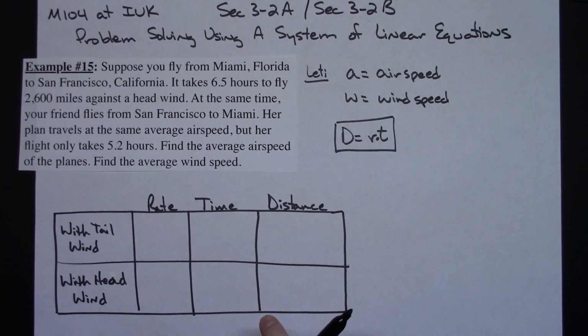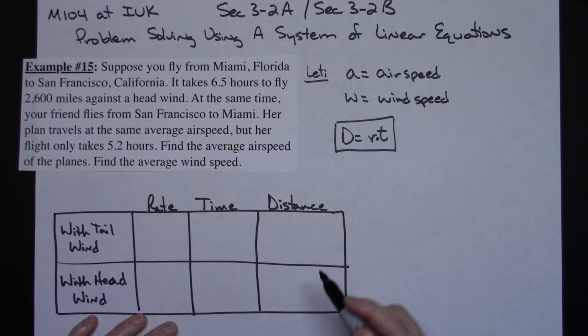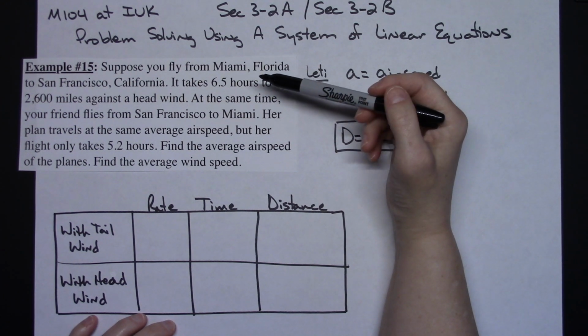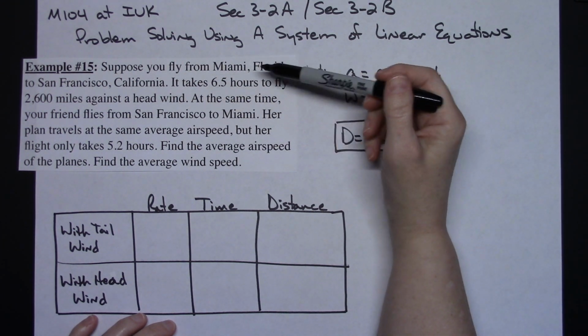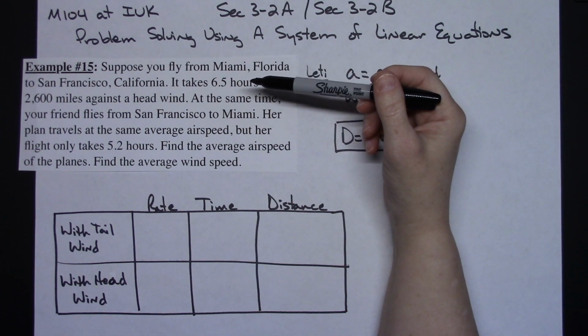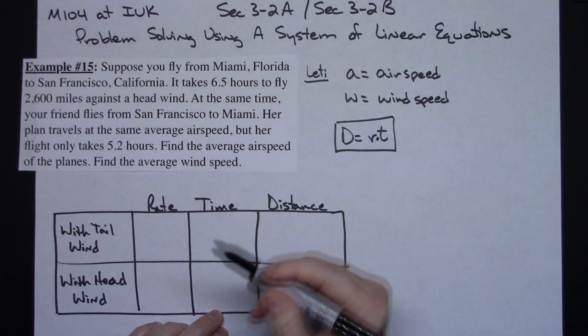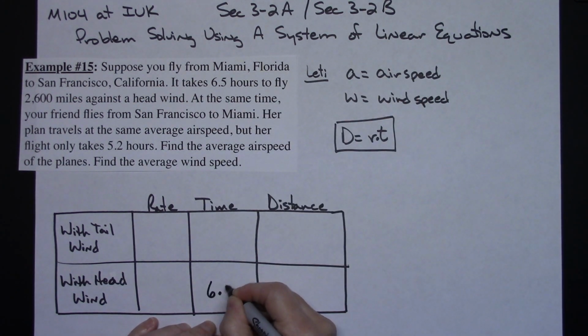So we'll be able to fill in all of these. Alright, so let's go back up here and pull out the times. Okay, so 6.5 hours to fly. You're going from Florida to San Francisco, so that's going to be with the headwind. And that was 6.5.